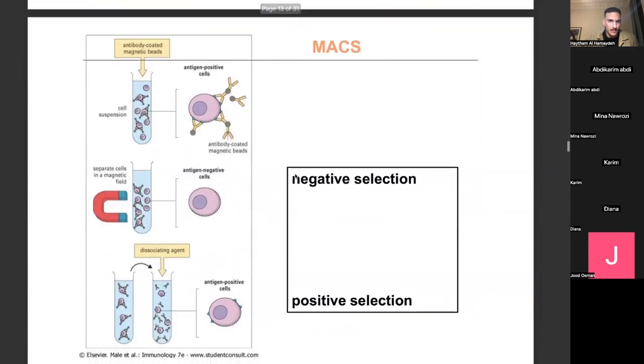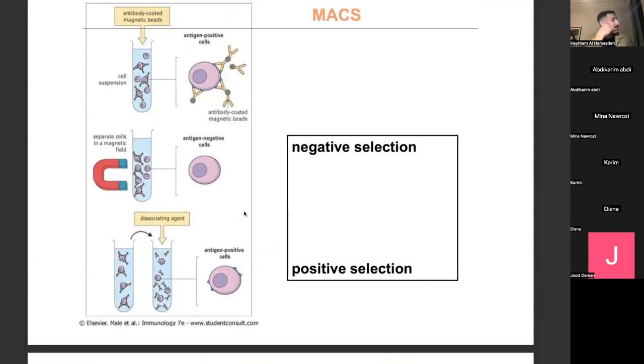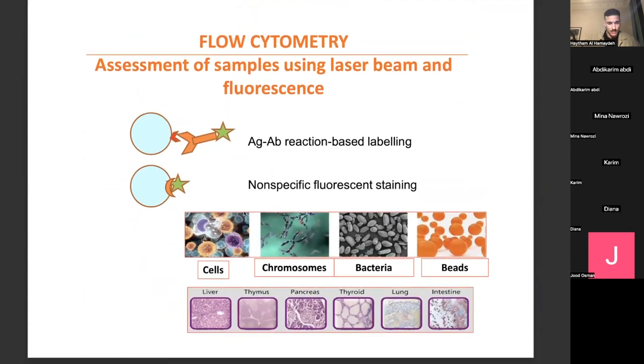Yes, this is what I just basically explained. You see, magnet cells with beads with antibodies attach. If these cells are the ones that we want, positive selection. If these cells are the cells that we don't want, negative selection. And then washing off either the cells that we want or the cells that we don't want. Okay. Easy. Again, what's MACS? What's the full form of MACS? Magnetic Activated Cell Sorting. Easy.